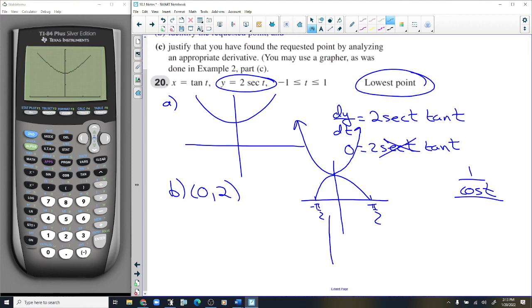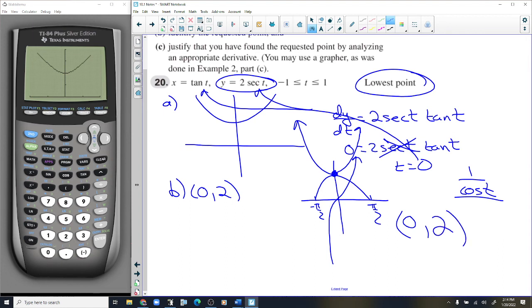But tangent looks like this. So t equals 0. Tangent of 0 is 0. But I need a point, so I need to plug this in for each of these. Tangent of 0 is 0. Secant of 0 is 1. It's sitting right there. So the lowest point is 0, 2. There we go.